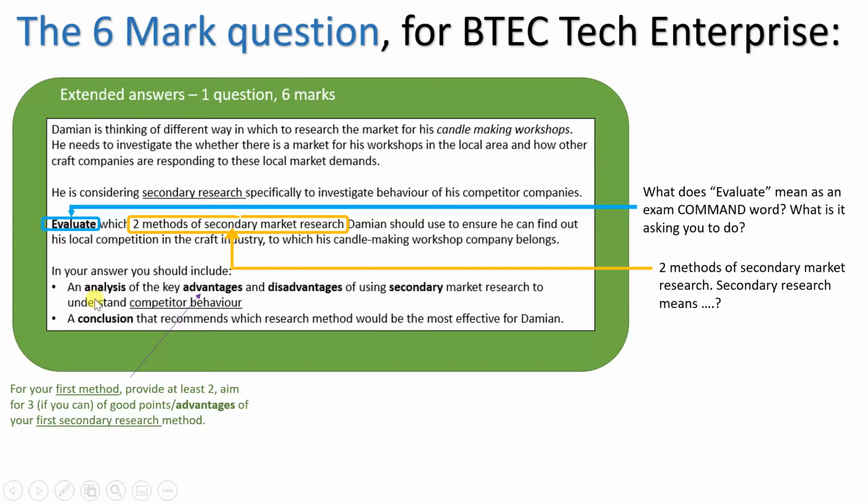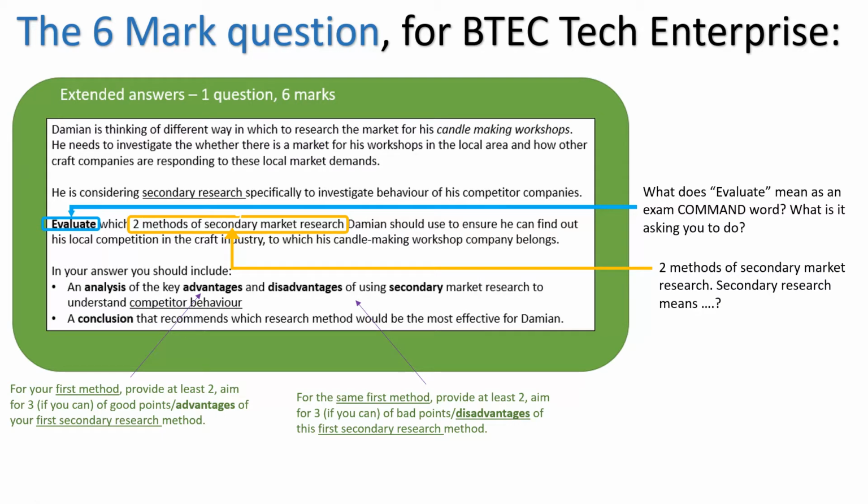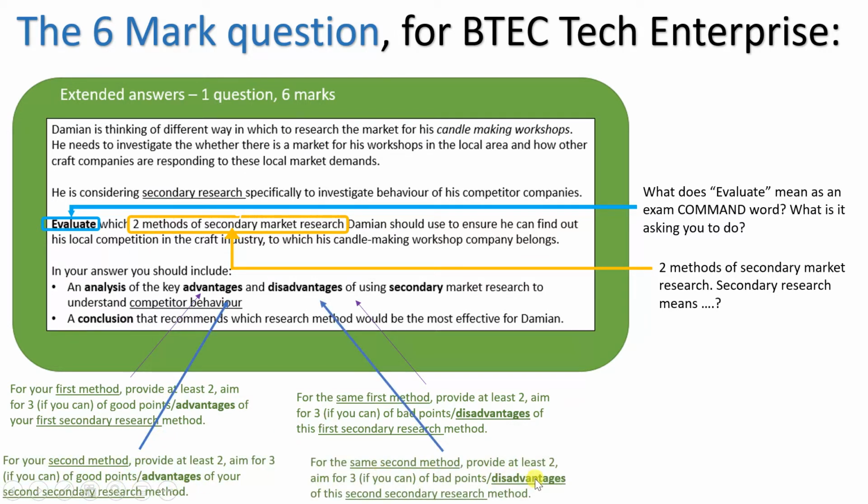First of all, you need to choose your methods, and you need to discuss the advantages of your first choice. And as it's an evaluation, for the same method you need to discuss the disadvantages, normally aiming for between 2 and 3 disadvantages of each method. Then you're asked for 2 methods, so you go through the process again, this time the advantages of your second method. And like before, you need to do the disadvantages as well, remembering that for each you need to look at 2 to 3 advantages or disadvantages per method.